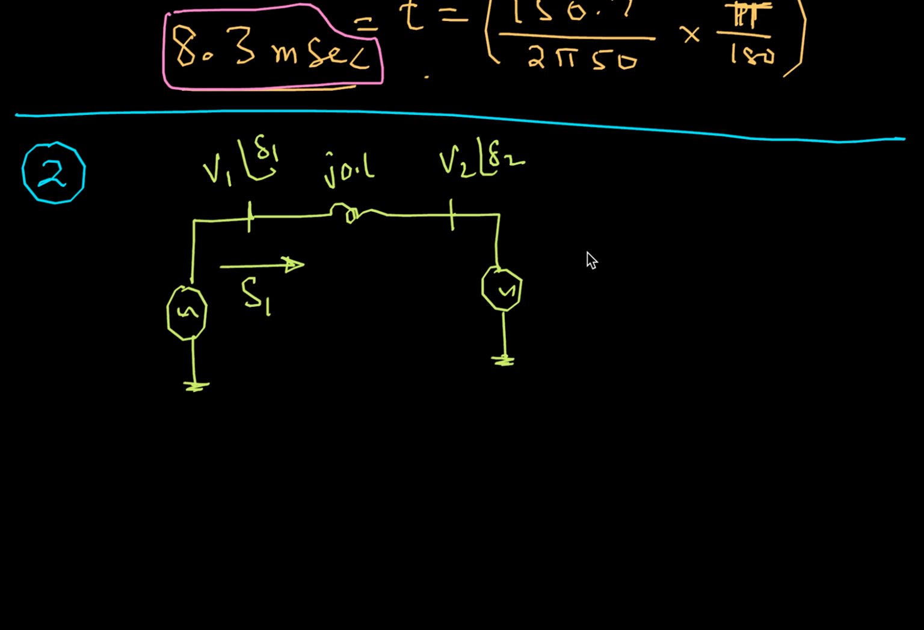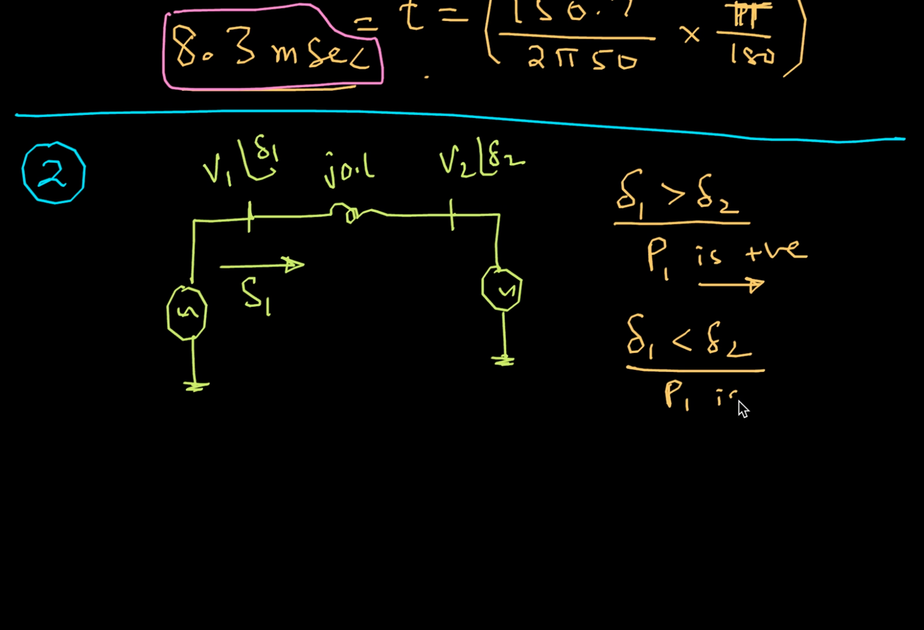One thing you should understand here, which we had also stressed during the course, is that when δ1 is greater than δ2, P1 is positive. That is, it goes to the right side. Otherwise, if δ1 is less than δ2, then P1 is negative, or the direction is like this. It goes without saying. So this is one thing.